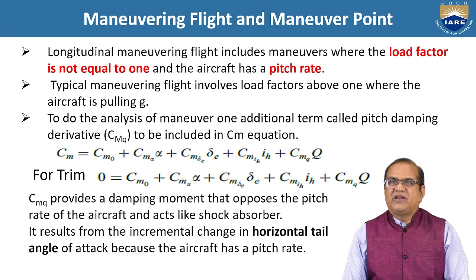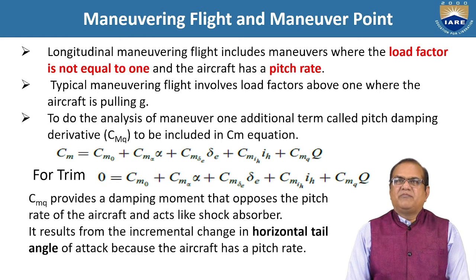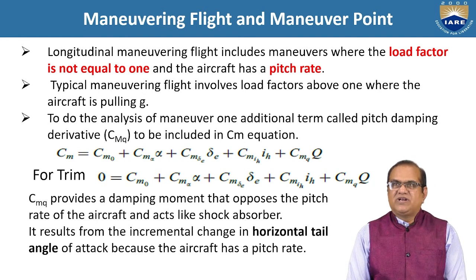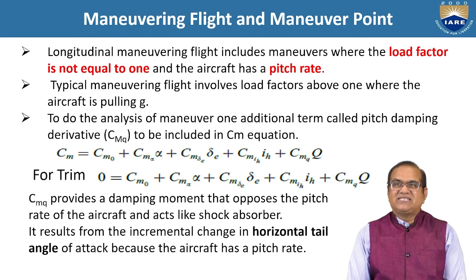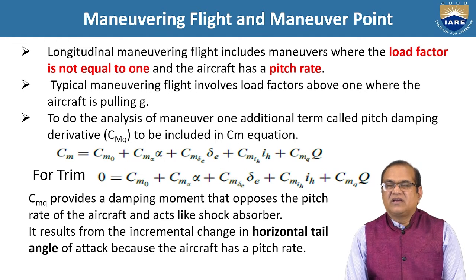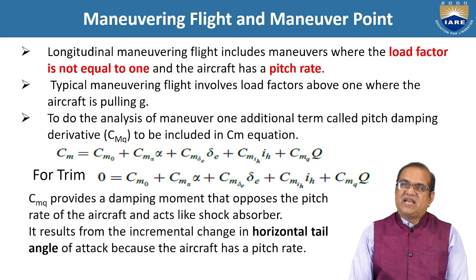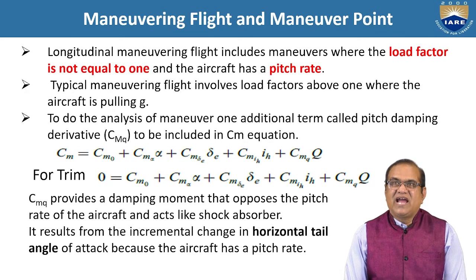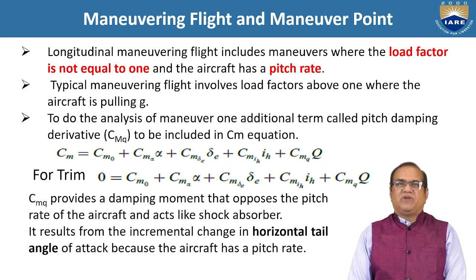I will go to the maneuvering flight and the maneuvering point. Longitudinal maneuvering flight includes maneuvers where the load factor is not equal to 1. Load factor is the ratio between the lift and the weight. So L by W is called the load factor, and we say that the aircraft is maneuvering when lift and weight are not equal. That time we say the aircraft is maneuvering, and the aircraft has a pitch rate. So at that time pitch rate will come into play.